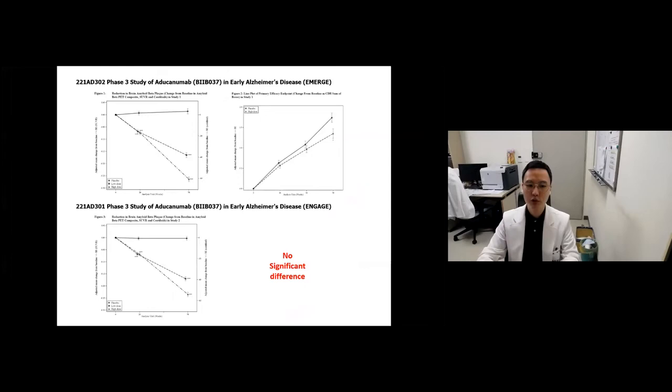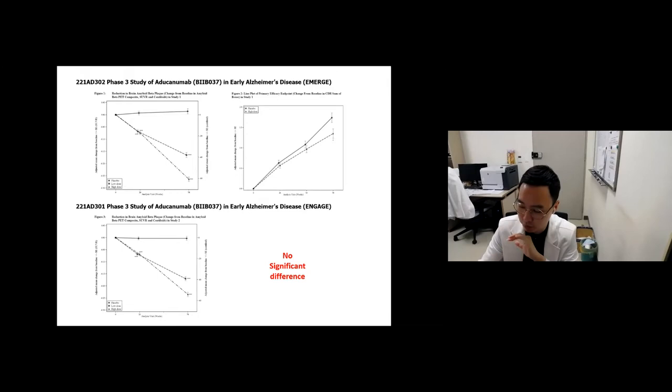So for example, you will have heard about aducanumab, which is the first FDA-approved targeting agent for Alzheimer's disease. And this approval was based on two phase three studies. Although the study results were controversial, the first study, EMERGE, showed an effect in the clinical status. However, in the ENGAGE study, they showed that there was no difference between the placebo and aducanumab groups.